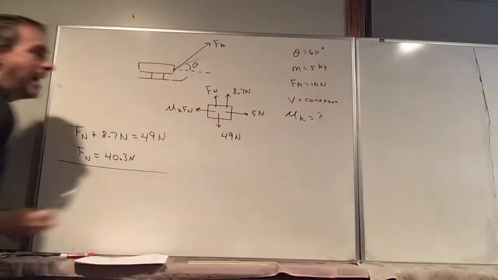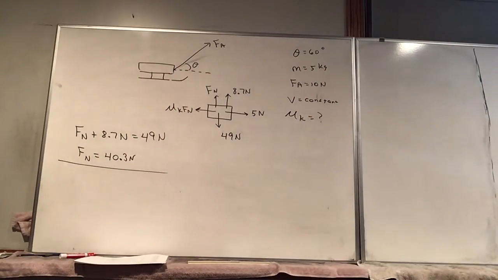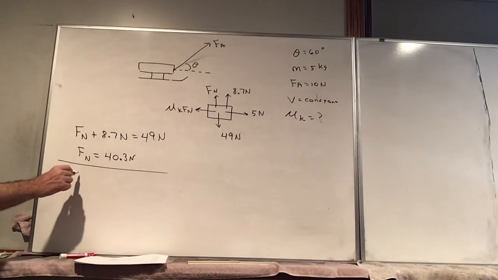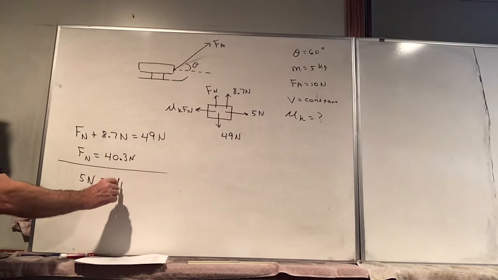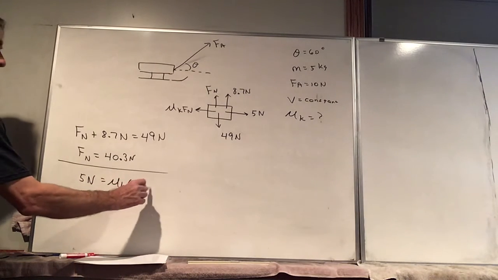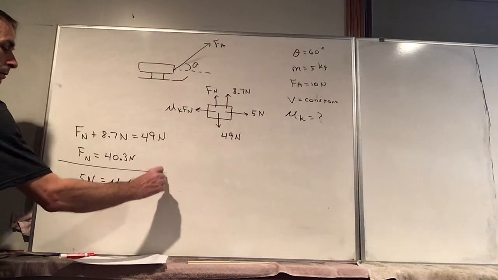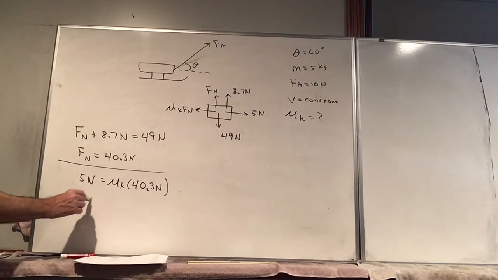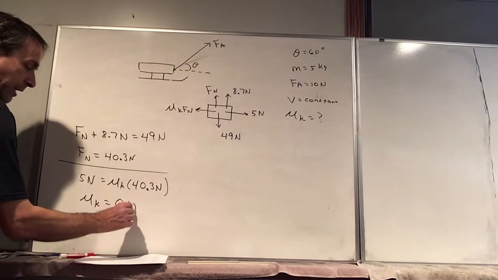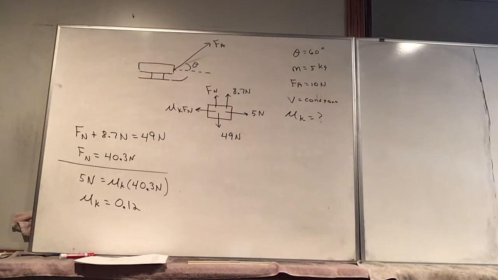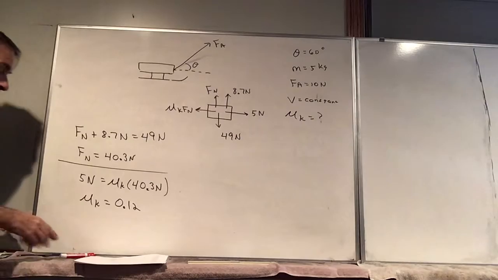Remember, the velocity is constant, so there's no acceleration in any direction, and in the x direction, there's no acceleration. And so the net force is 0. So we have 5 newtons equals mu k times the normal force, which is 40.3 newtons. And so if we just divide, we get a coefficient of about 0.12. Okay, so that was problem 8.